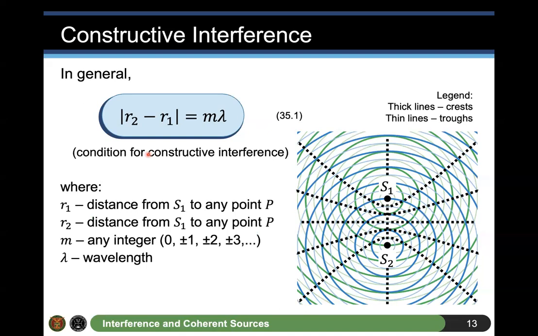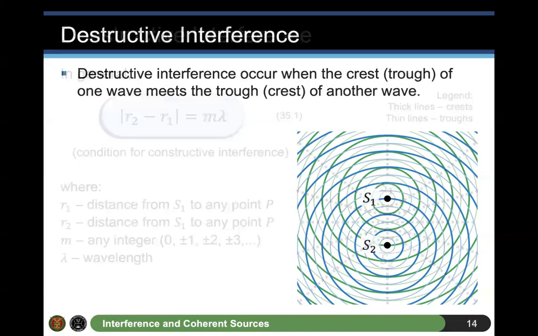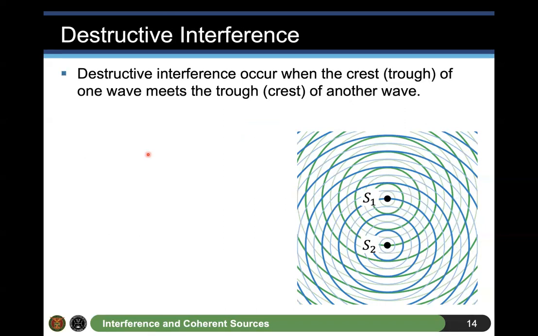Okay? So yung R1 is again distance from your source to any point P. R2 is your distance from the source S2 to the same point P. And m is any integer. Okay? So dapat yung path difference integer multiples of the wavelength. Yun lang sinasabi nito. To produce a constructive interference, yung path difference from two sources should be integer multiple of the wavelength lambda. So, meron tayong condition for constructive interference.